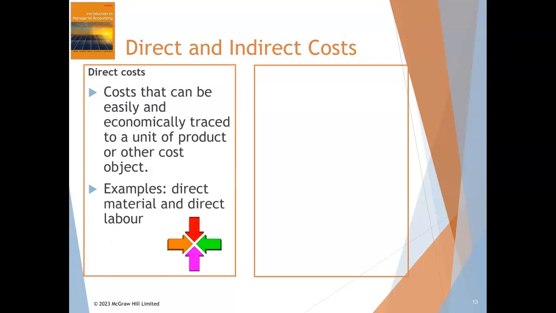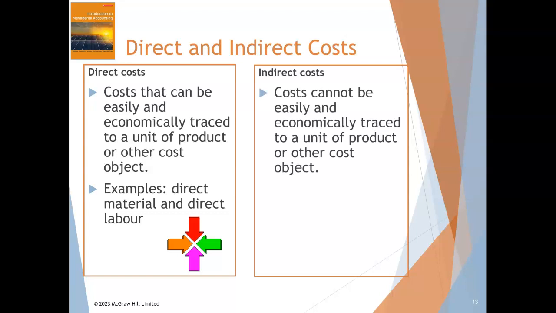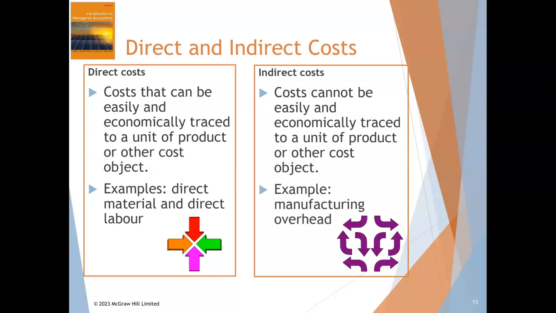Direct and indirect costs. Direct costs are costs that can be easily and economically traced to a unit of product or other cost object. Examples: direct material and direct labor. Indirect costs cannot be easily and economically traced to a unit of product or other cost object. Example: manufacturing overhead.